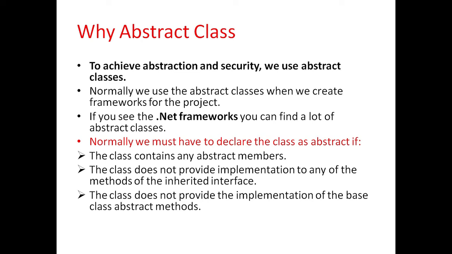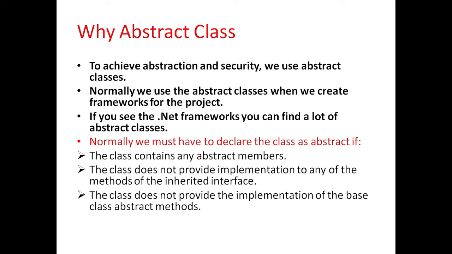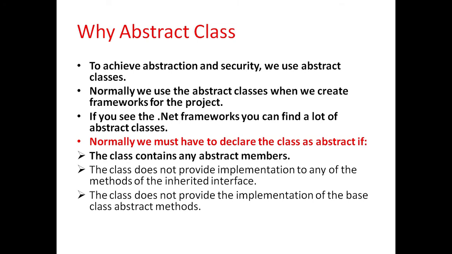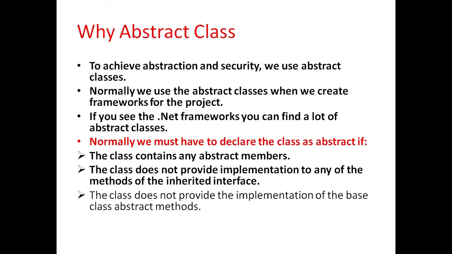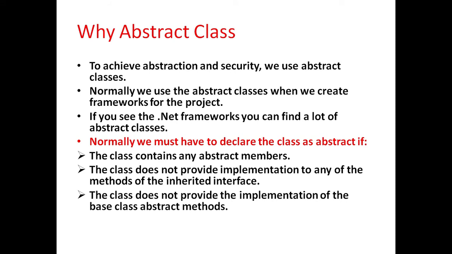Now we will see why to use abstract class. Abstract classes are used to achieve abstraction and security. Normally we can use the abstract class when we create framework for the project. In .NET frameworks, there are a lot of abstract classes. Normally we must declare the class as abstract if the class contains any abstract members, the class does not provide implementation to any of the methods of the inherited interface, and the class does not provide the implementation of the base class abstract methods.